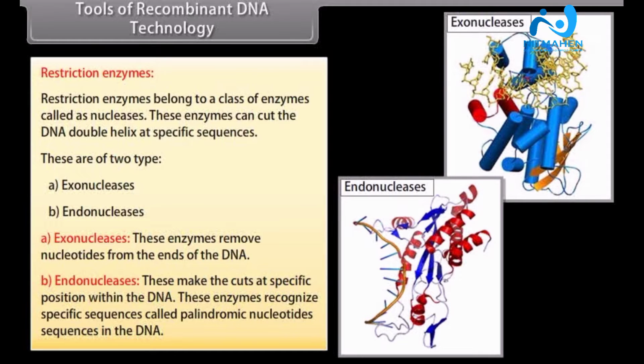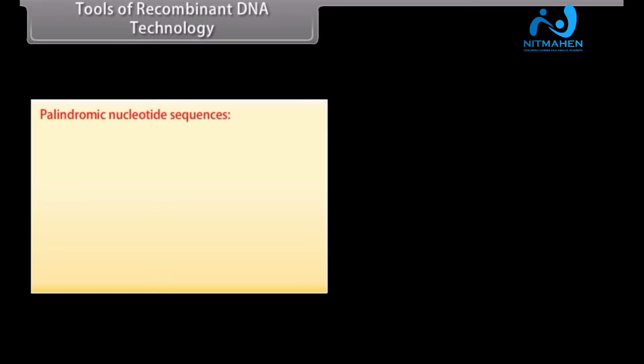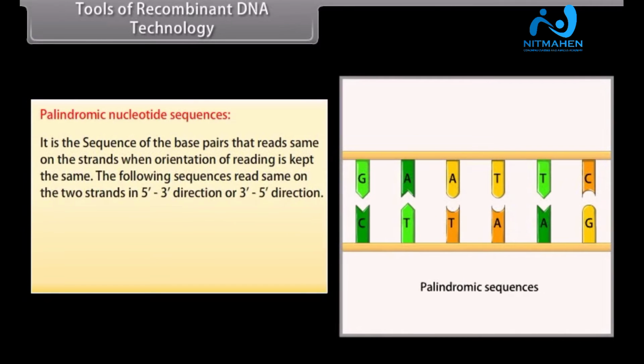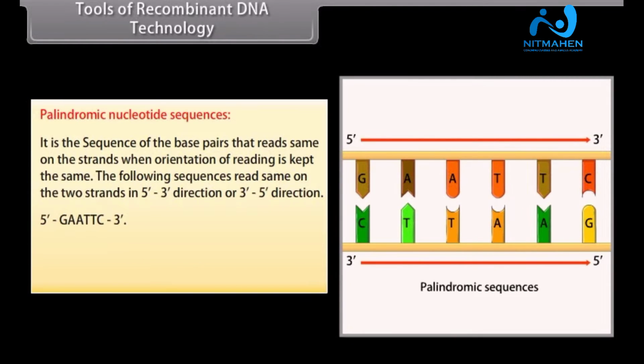These enzymes recognize specific sequences called palindromic nucleotide sequences in the DNA. Palindromic nucleotide sequences. It is the sequence of the base pairs that read the same on the two strands when orientation of reading is kept the same. The following sequences read the same on the two strands in 5' to 3' direction or 3' to 5' direction. 5' GAATTC 3', 3' CTTAAG 5'. The first restriction endonuclease was Hind2.